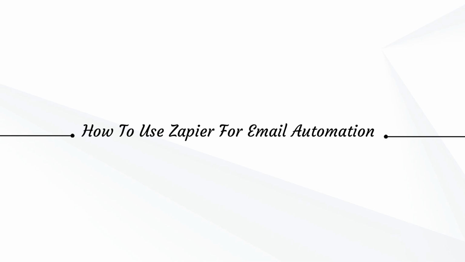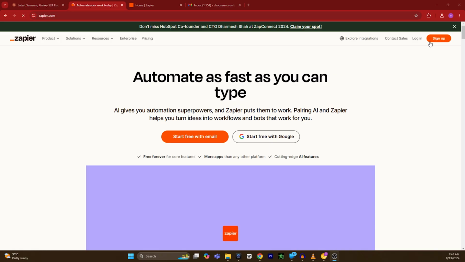How to use Zapier for email automation. First of all, head over to the Zapier website, and the first thing you have to do is to log in with your account into Zapier.